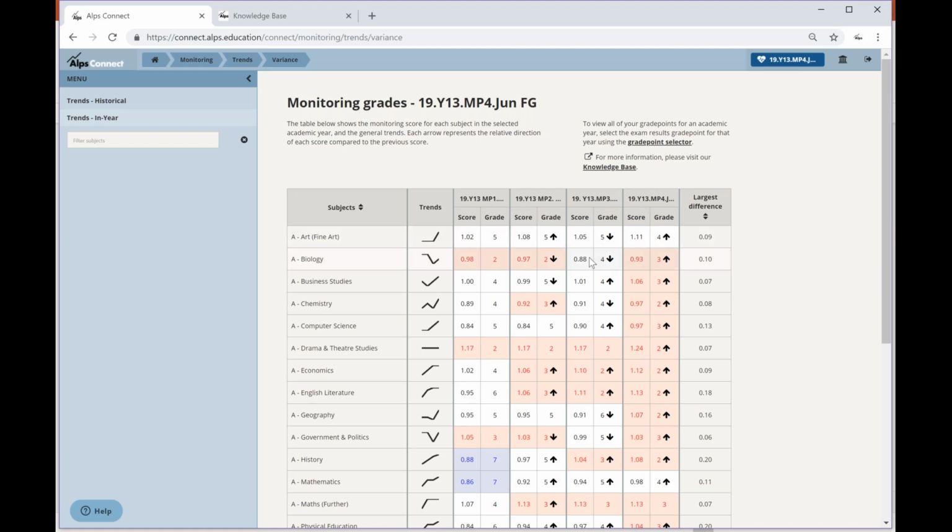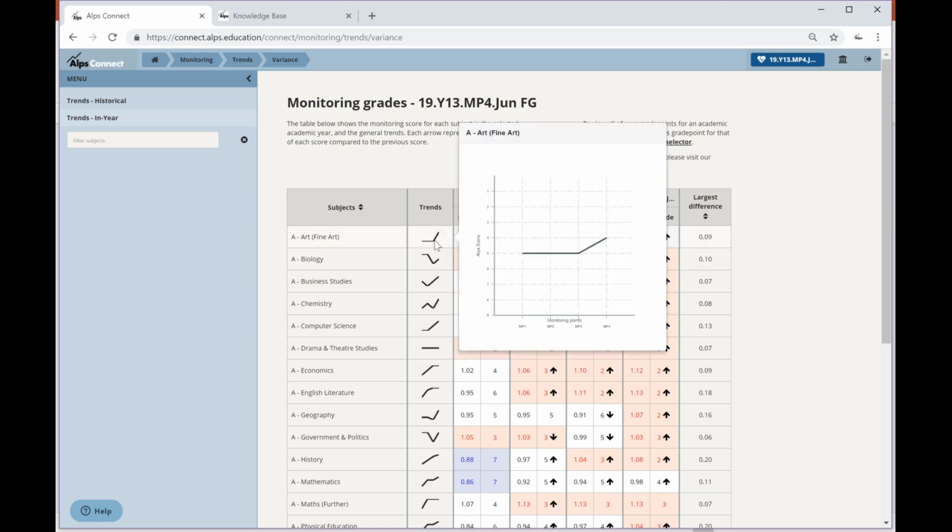I am seeing here what I saw in the subject area, but I can do a little bit more with it here. Each grade point is showing me an up or down arrow as compared to the one immediately before it. So I can see that if I've got fine art, for example, that I was on a grade 5, 1.02, slightly up, slightly down, up, up. Okay, so I've got a bit of a trend line. Now I can also hover over that graph, and I can just see that visually on that graph, which is pretty neat, I think.